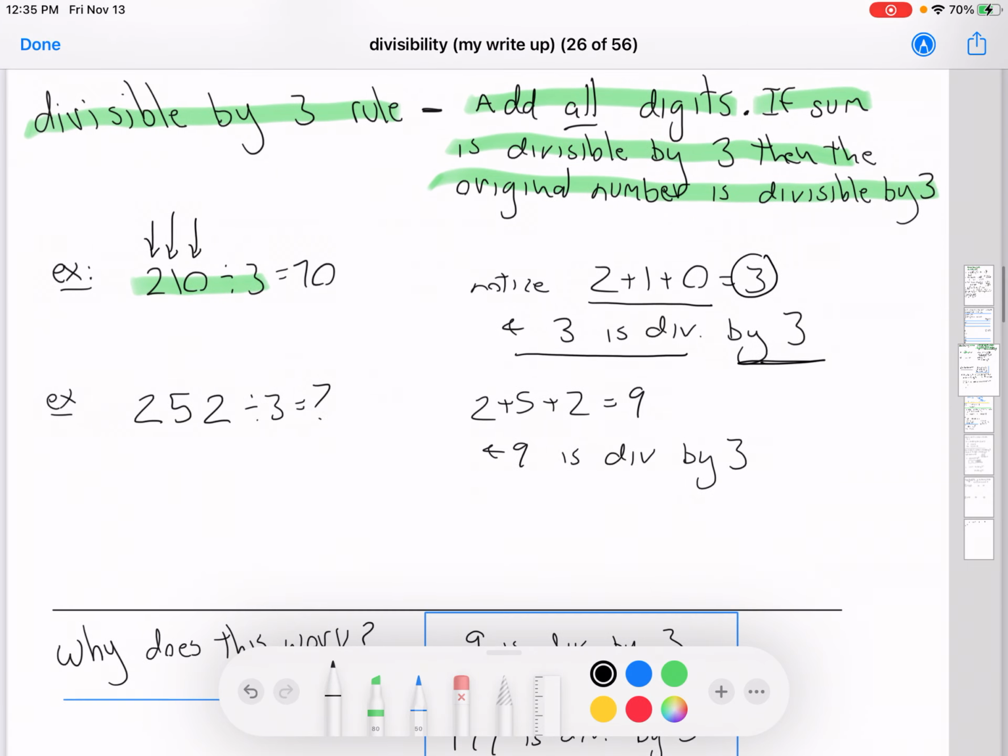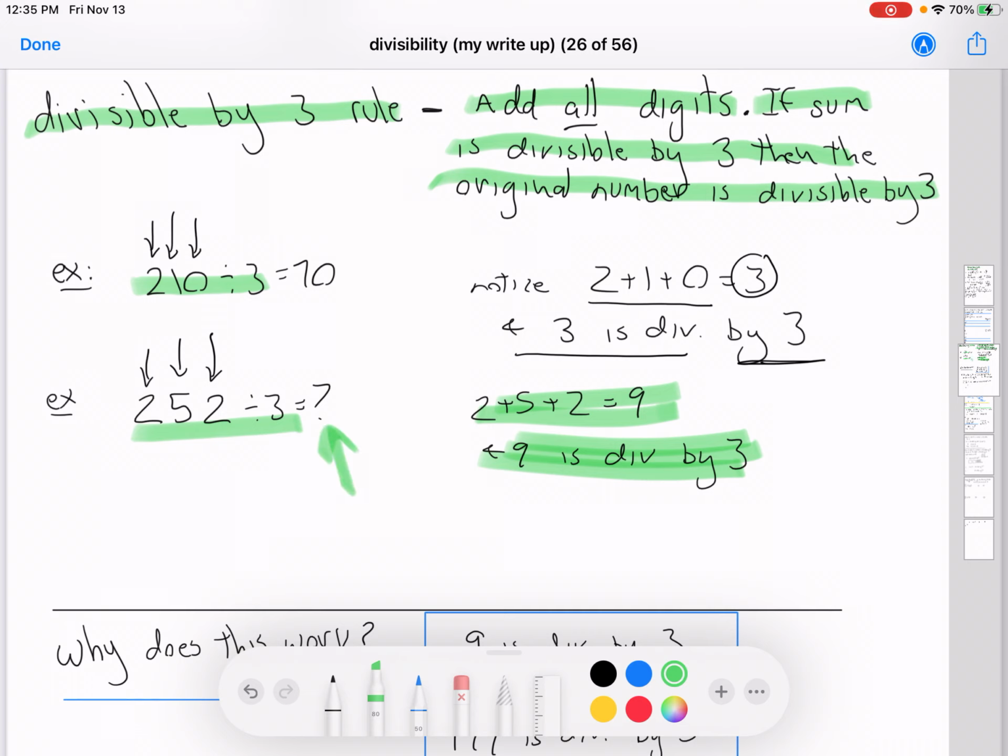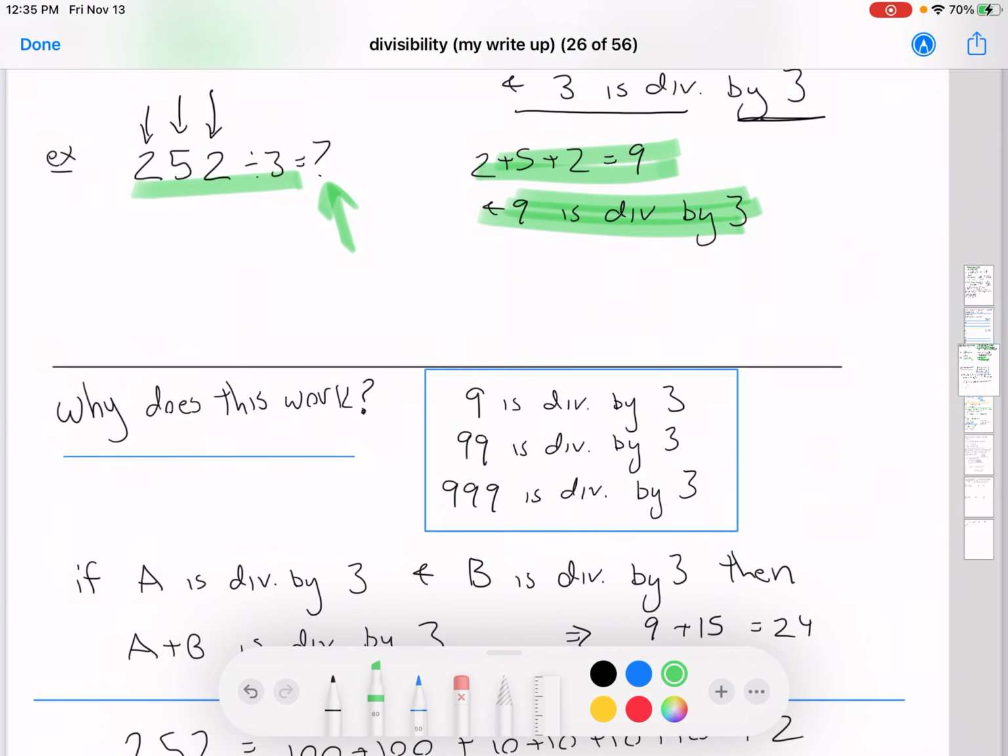Another example, 252. 2 plus 5 plus 2 equals 9. And 9 is divisible by 3, so therefore 252 is divisible by 3. That doesn't tell me what the answer is, but it tells me that I would get a whole number answer with no remainder.